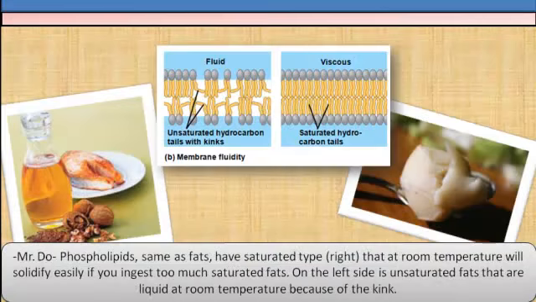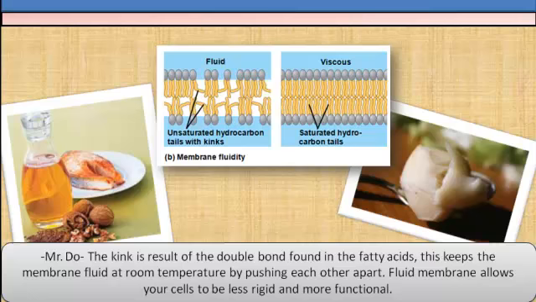Phospholipids, same as fats, have saturated type that at room temperature will solidify easily if you ingest too much saturated fats. On the left side is unsaturated fats that are liquid at room temperature because of the kink. The kink is the result of a double bond found in the fatty acids. This keeps the membranes fluid at room temperature by pushing each other apart. Fluid membrane allow your cells to be less rigid and more functional.